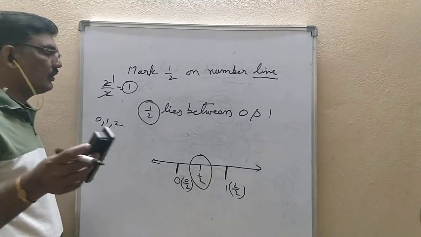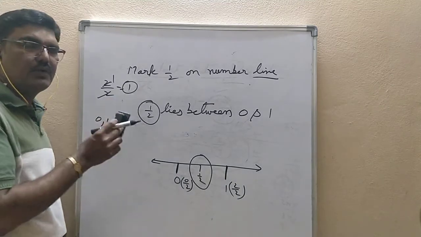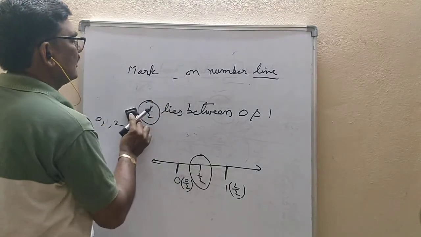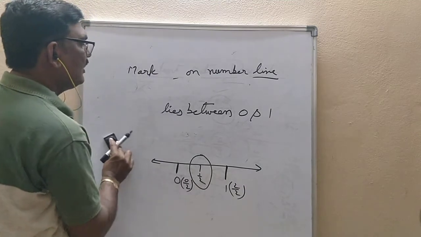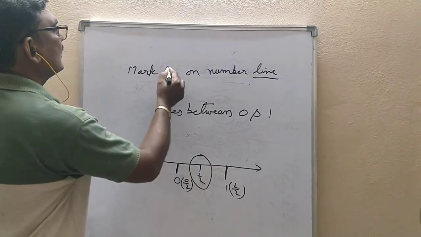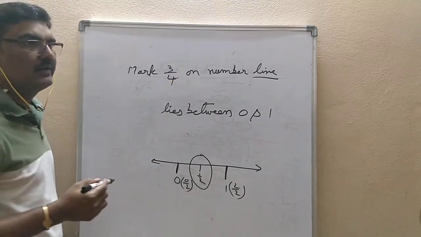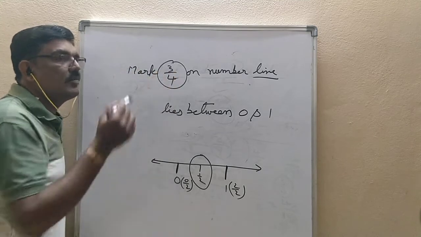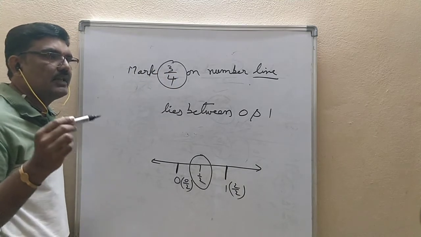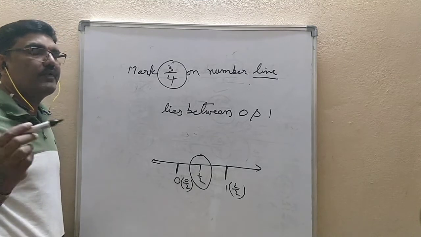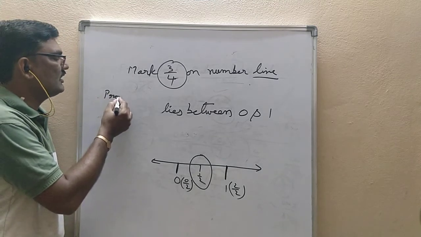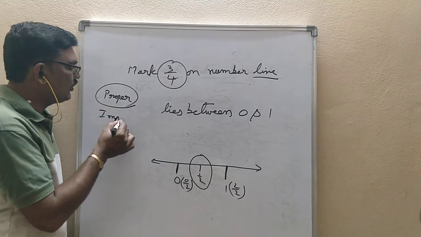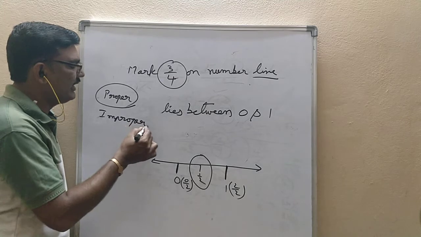You will understand 3 by 4 by doing 2-3 problems. If you listen carefully you will understand how to do this one. Now mark 3 by 4 on the number line. First identify that the numerator is smaller than the denominator. Then it is a proper fraction. That fraction is called a proper fraction. Proper fraction, improper fraction: 2 types of fractions will be there here.